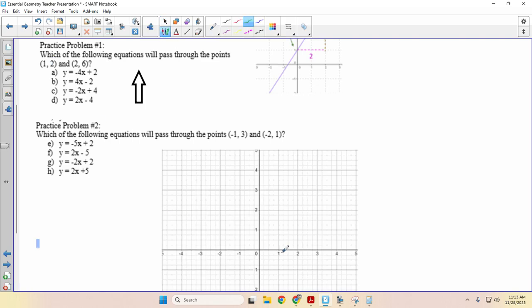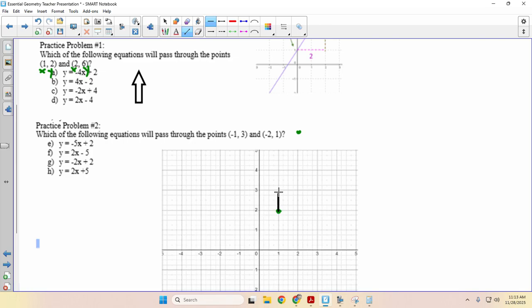So over 1, so this is our x and our y, and then it's our x and our y. So we always go over first. So we go over 1 and up 2. This is our first point. And then it's over 2, up 6. Oh, we got off the graph here. Okay. So we're going to find the slope.